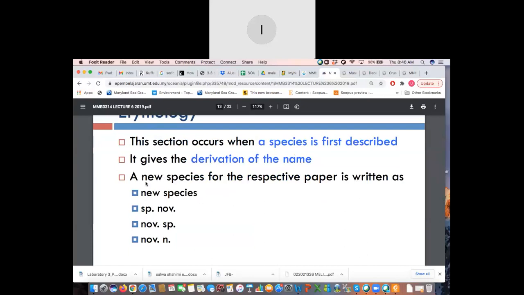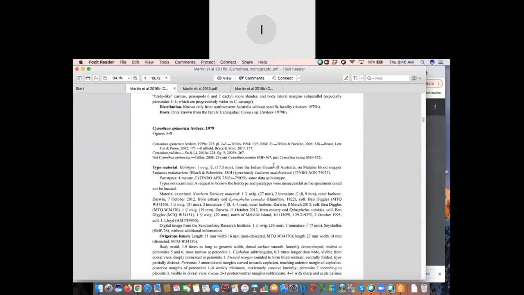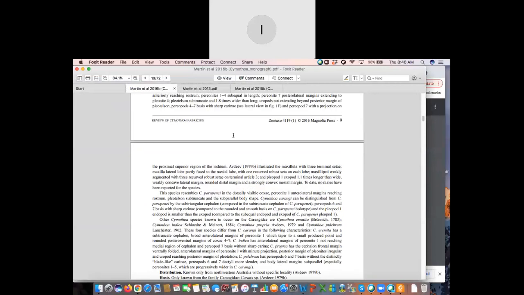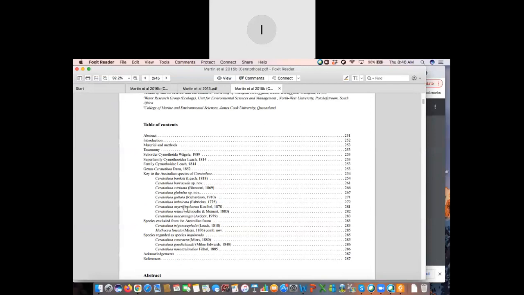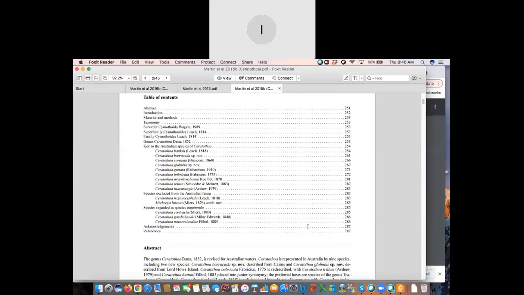So for a new species in the respective paper, again, remember I showed you an example like nov sp, but you can also write new species. You can write sp nov, or nov nm. So let me just check an example here. I should have one here, which is a new species. Okay, like this one, sp nov. So it's found on page 267.